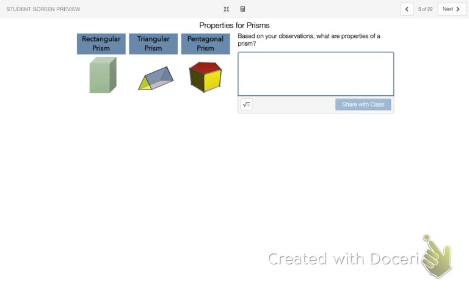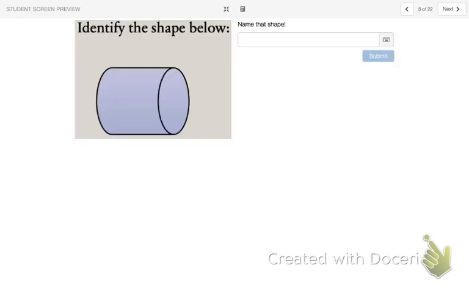Go ahead and write it here and press share with class when you're done, and you will be able to see your classmates' answers. Okay. You guys can read what you came up with. What about this shape here? What's this shape called? Pause the video, write your answer.